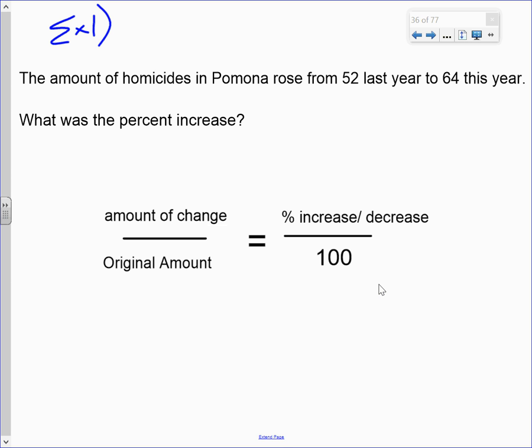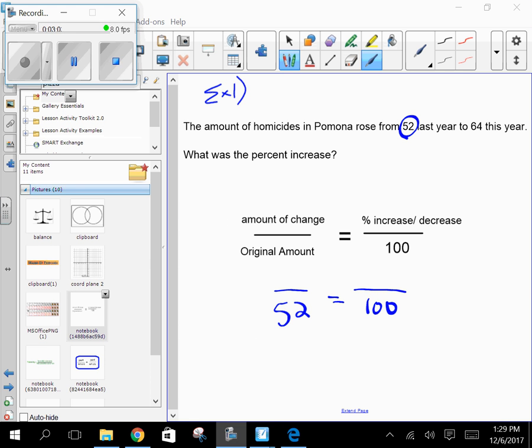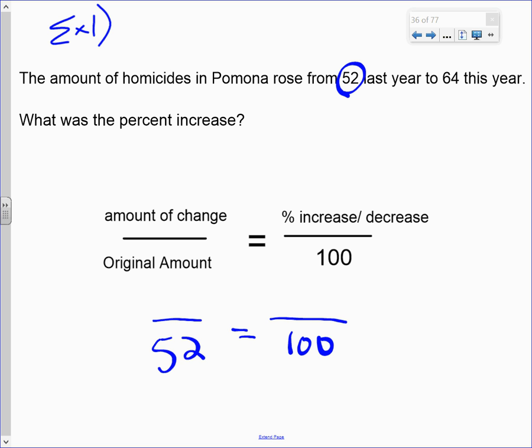That's the third one, Rios. The amount of homicides in Pomona rose from 52 to 64. So the original amount of homicides was what? 52. Right, that's the original amount, so I already know that goes on the lower left. I'm going to put 52. I know the bottom right is 100. 64 goes over 100. Careful, careful.